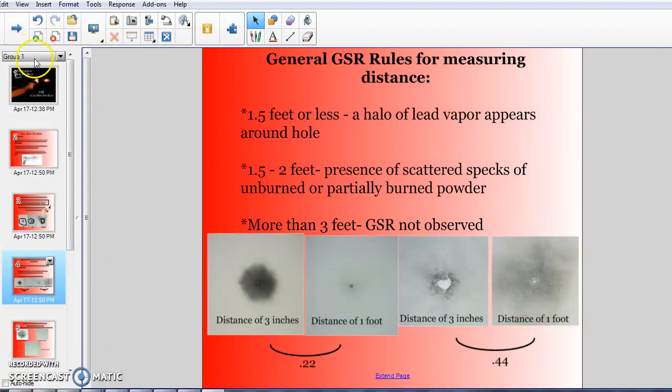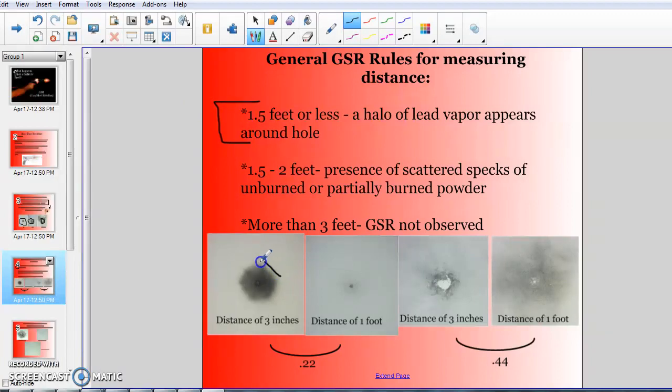So if it's not a contact discharge, the next thing we're going to take a look at is what it looks like going away from your target. If you're 1.5 feet or less away from your target, so that's still pretty close, there's a halo of lead vapors that appears around the hole.